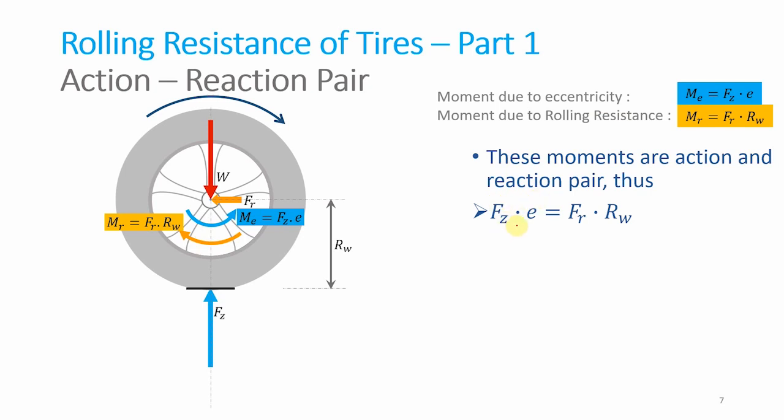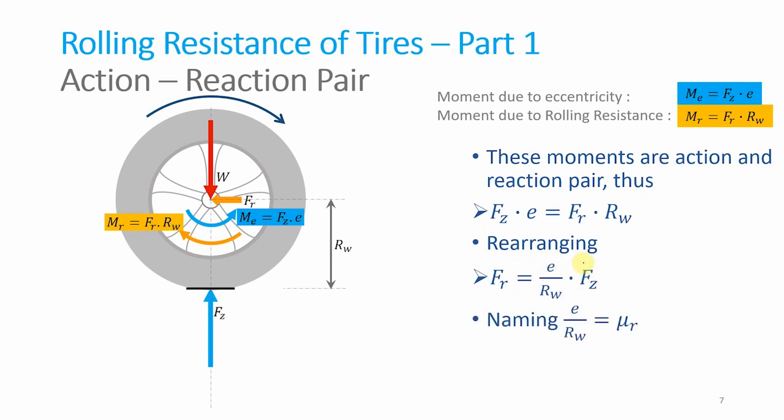Since they are an action and reaction pair, we can equate them. That means Fz into E equals Fr into Rw. Now rearrange this equation and we get Fr in terms of E, Rw and Fz. Naming E by Rw as mu r, we can write Fr equals mu r into Fz, where mu r is the coefficient of rolling resistance.